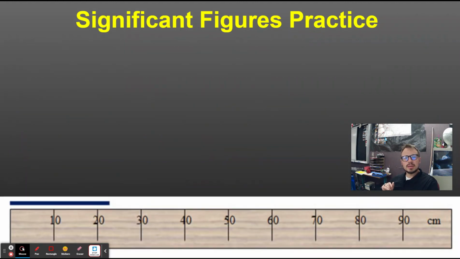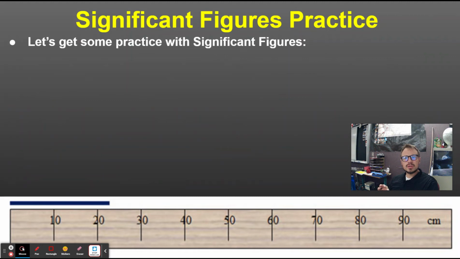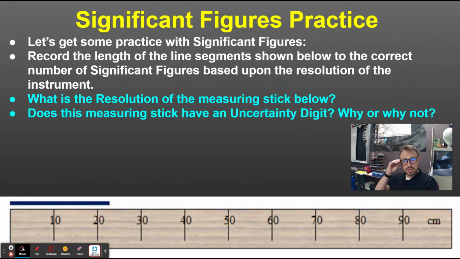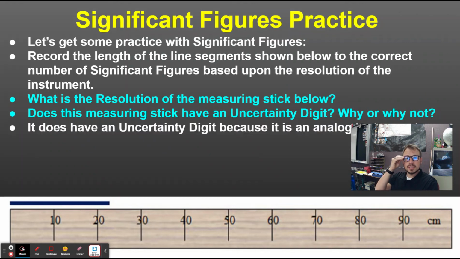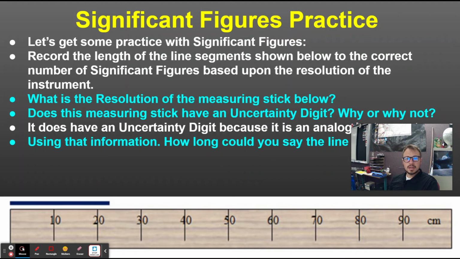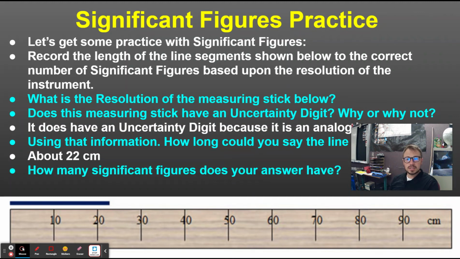Well, let's take a look at the same line again, but let's increase the resolution here. The resolution now is 10 centimeters. And it does have an uncertainty digit because it is an analog instrument. Now, if I'm looking at this, I would probably say it looks to be about 23 or 22 centimeters. That's because it does have an uncertainty digit. Now, if we look at this information, it has two significant figures. So I'm increasing the number of significant figures with my resolution.